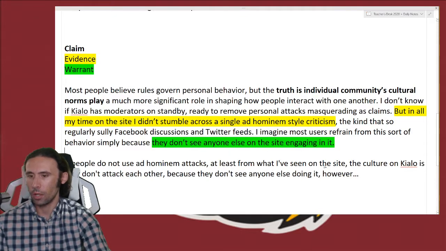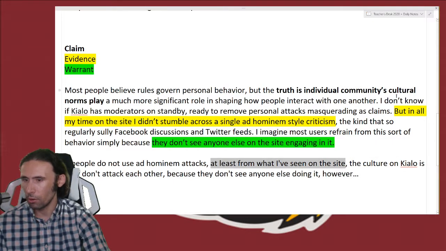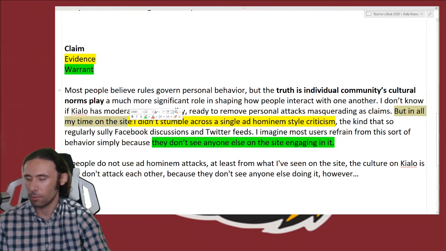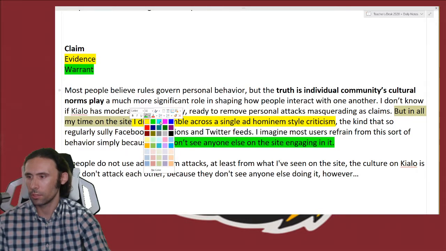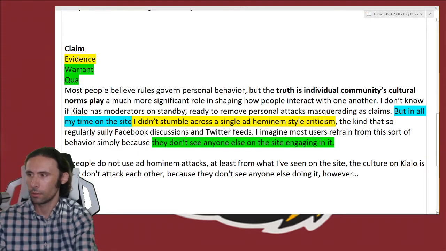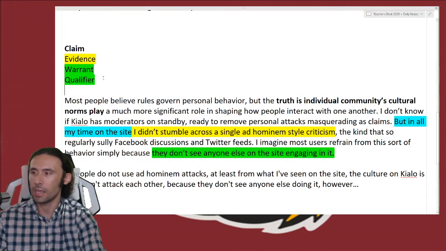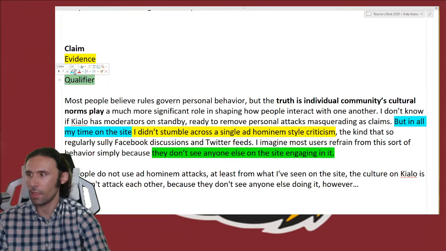And then the qualifier: at least from what I've seen on the site, technically, I don't know if they have moderators on standby, but in all the time I was on the site. So that would be the qualifier. They actually had a qualifier in here too, so let's do that one in blue. That is the qualifier, because they admit that they haven't been to every single part of the site. They've only been on that part of the site.